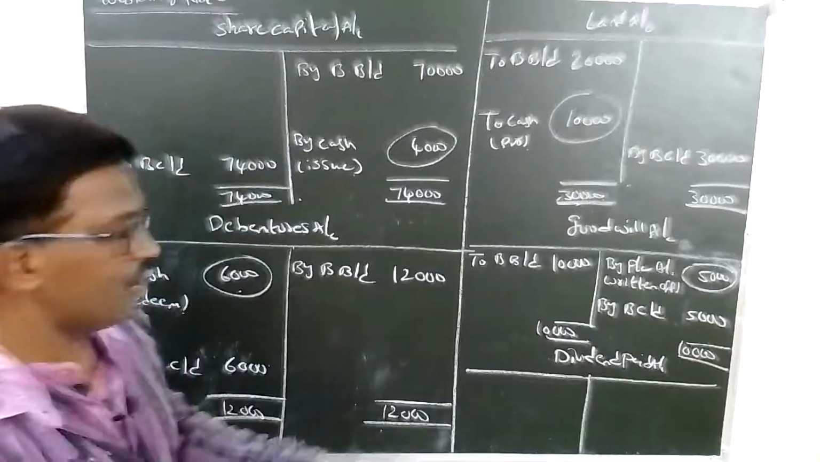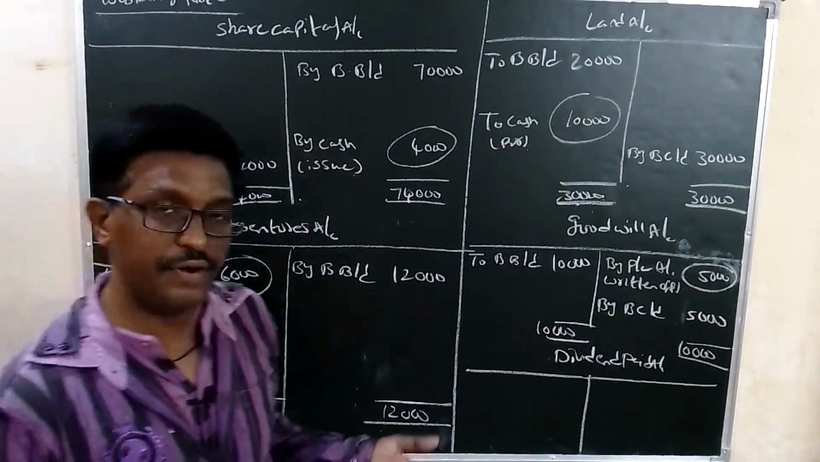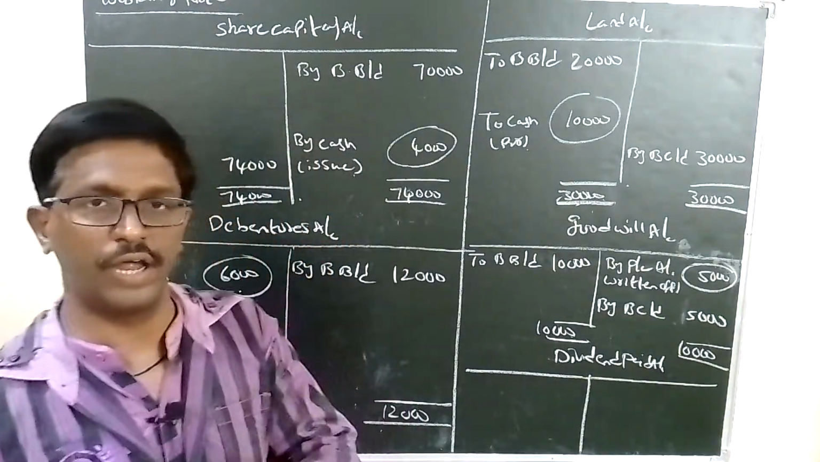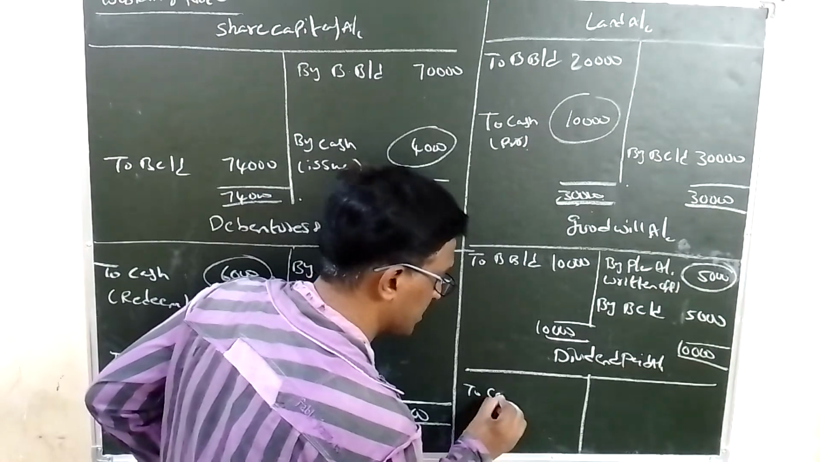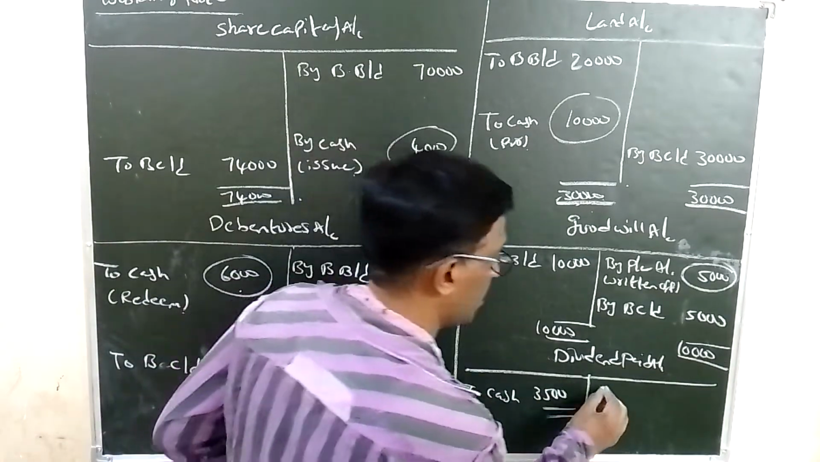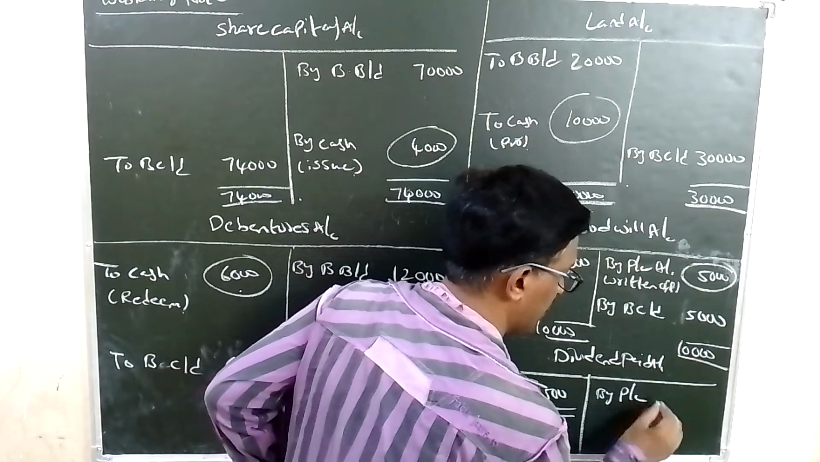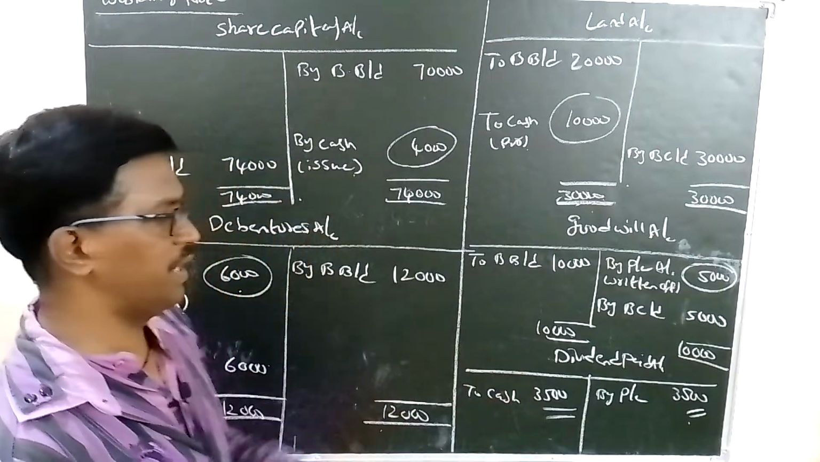Okay, dividend given in the adjustment, 3,500. Dividend paid entry, dividend account debit to cash account. To cash, dividend 3,500. The amount is transferred to the P&L account, by profit and loss account 3,500. Okay, this is the dividend account.